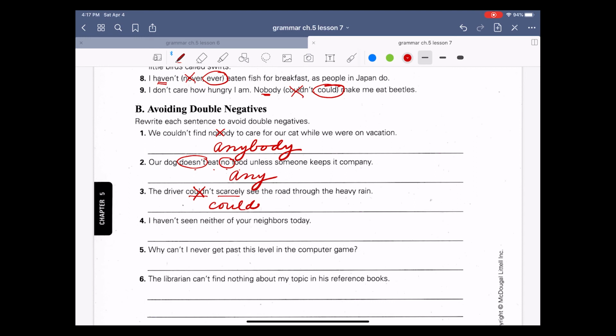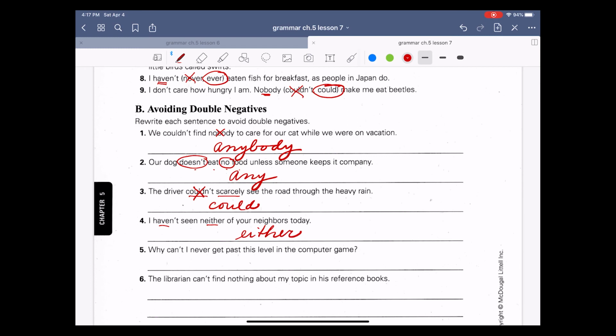Number 4, I haven't seen neither of your neighbors today. Haven't is a negative, neither is a negative. So you can change that sentence. I haven't seen either of your neighbors today. And if we were in class, I'd see if you came up with a different option.